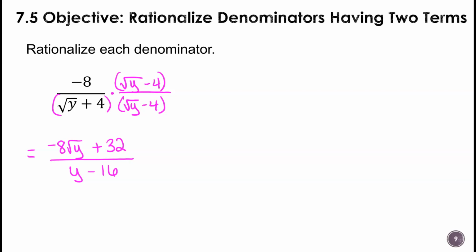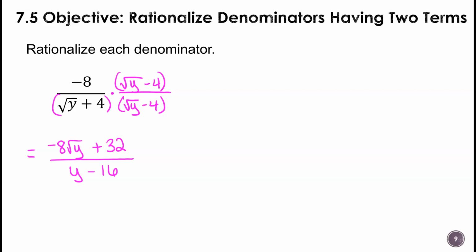Now, a lot of times students are going to want to try to simplify because they see negative 8 and 32 and 16, and all of those have a common factor, but what about the 1y? See, it doesn't. The only way we could simplify is if we can factor out a common factor in the numerator and denominator in order to eliminate that, but this one does not.